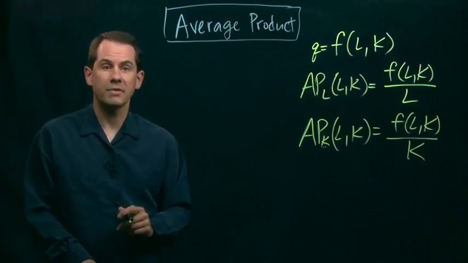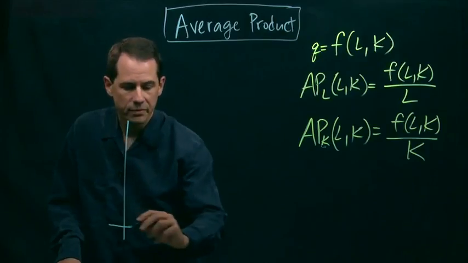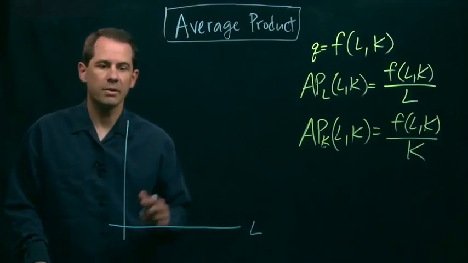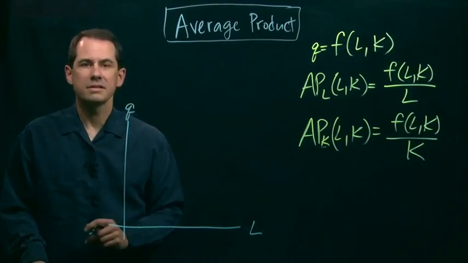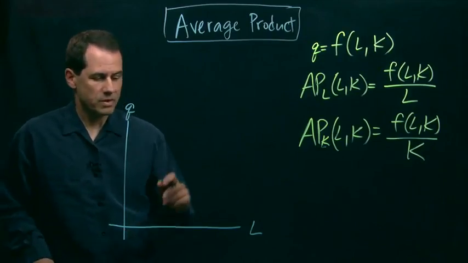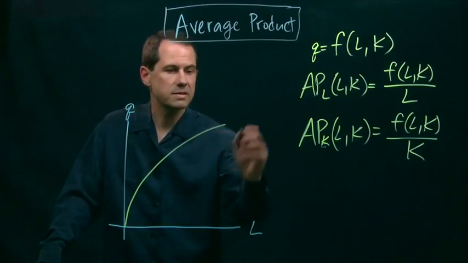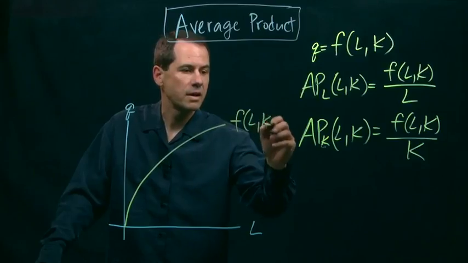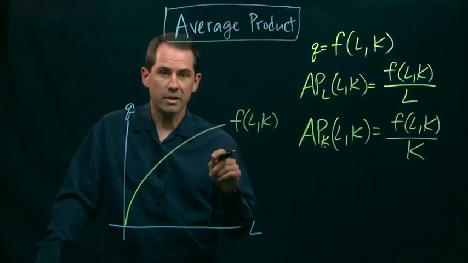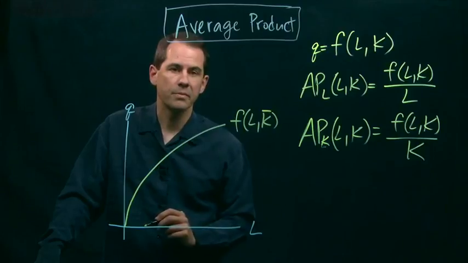All right, now let's look at this graphically. I'm going to draw a picture here where I have on the x-axis labor and on the y-axis output Q. And let me graph the production function. So output as a function of labor might look something like this. There's F of L, K. Now we're going to be looking at the average product of labor here. So let me hold capital fixed at some value K bar.